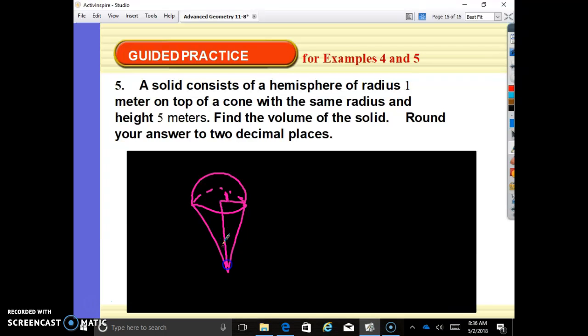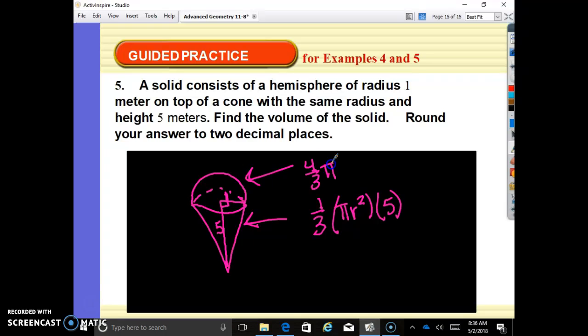All right, so your height of your cone is 5. So the volume of the cone is 1/3 the area of the base, pi r squared, times the height. The volume up here is 4/3 pi r cubed. 1 cubed is 1. 1 times 4/3 is 4/3. So we're going to have 4/3 pi up top plus, down here we have our radius is 1. 1 squared is 1. 1 times 5 is 5. So 5/3 pi.